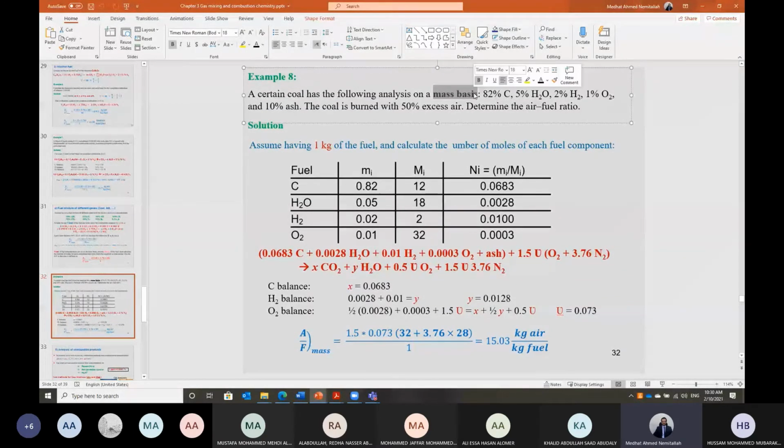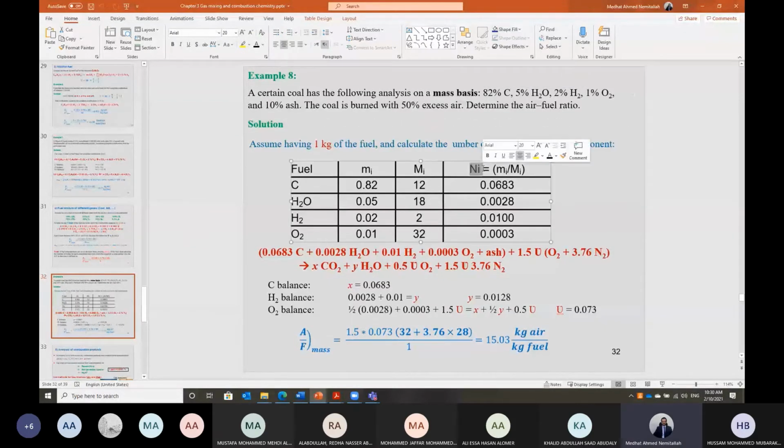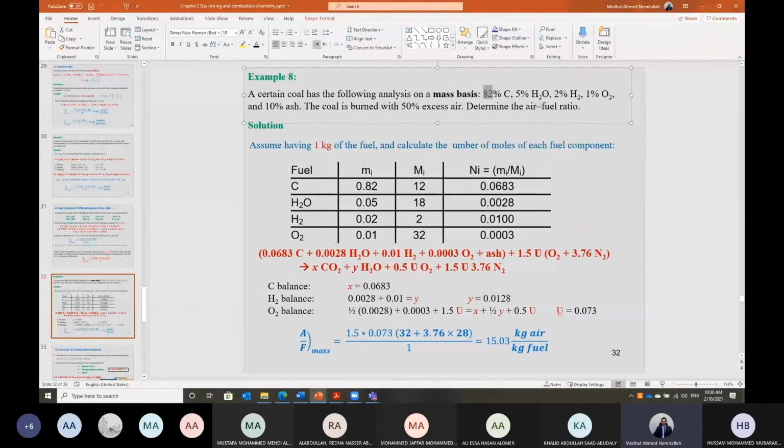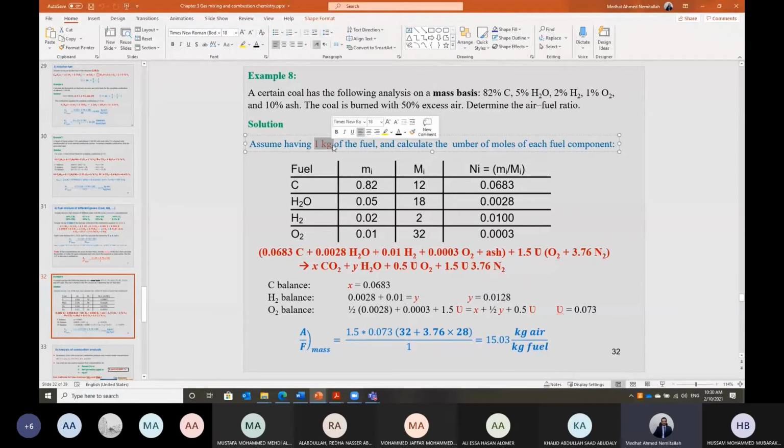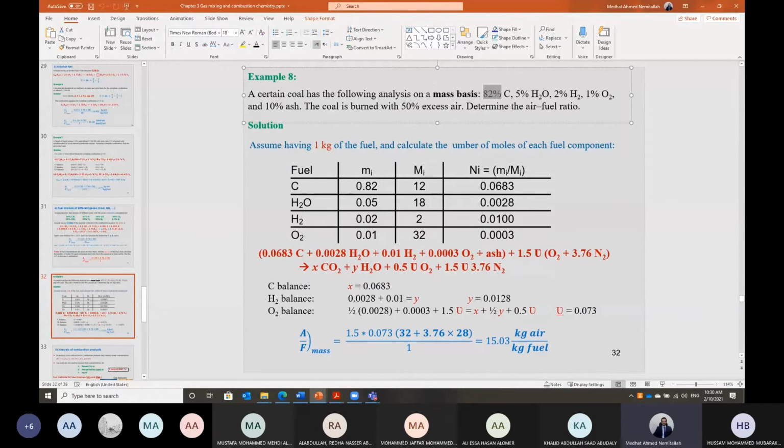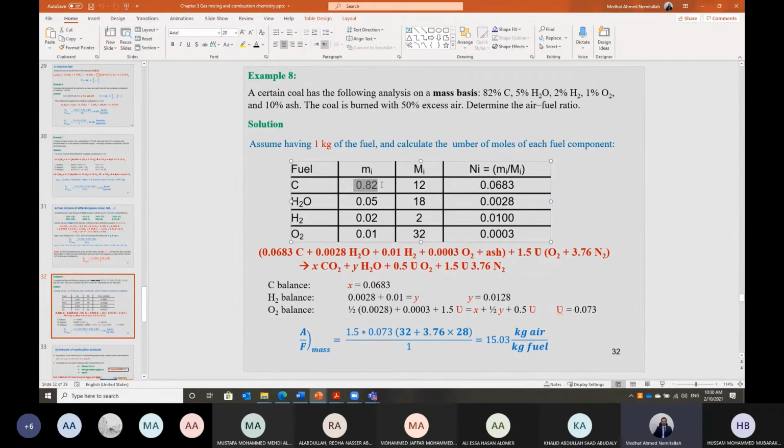And in this case, if the mass concentrations are given, we need to write down the equation in terms of the number of moles. We cannot write down the equation in terms of the mass. We have to have the number of moles. So I will assume in this case that I have 1 kilogram of this fuel. So 1 kilogram, that means I have to divide this number by 100. That means we have 0.82 kilogram of carbon. So this should be the mass of carbon. And then we have 5% H2O divided by 100.